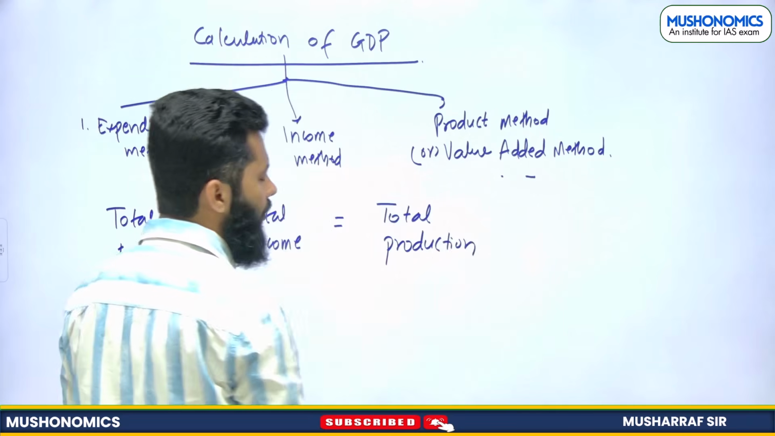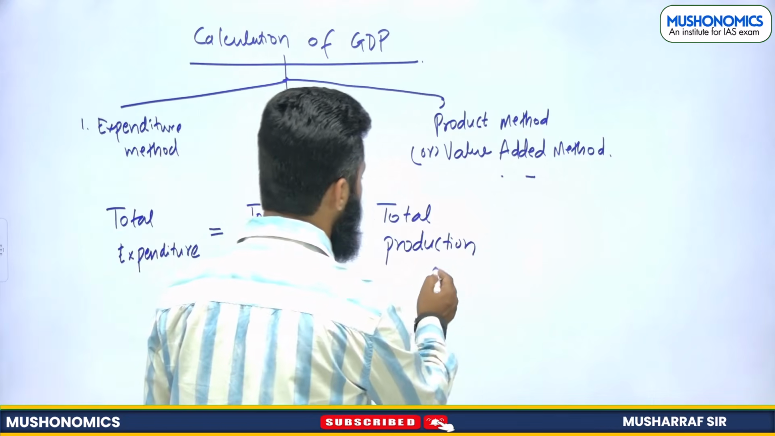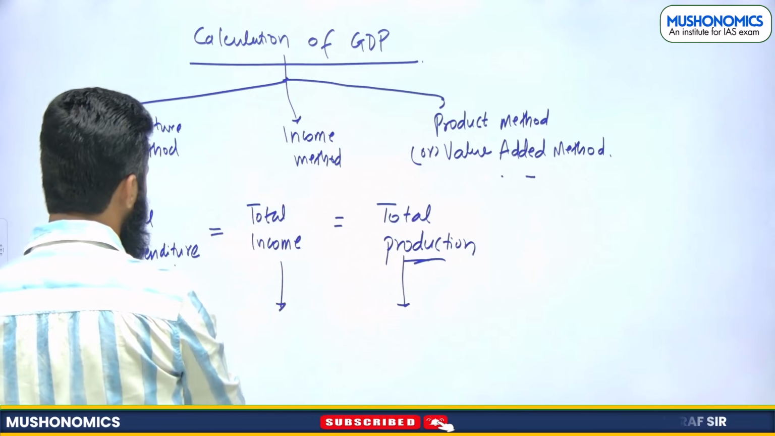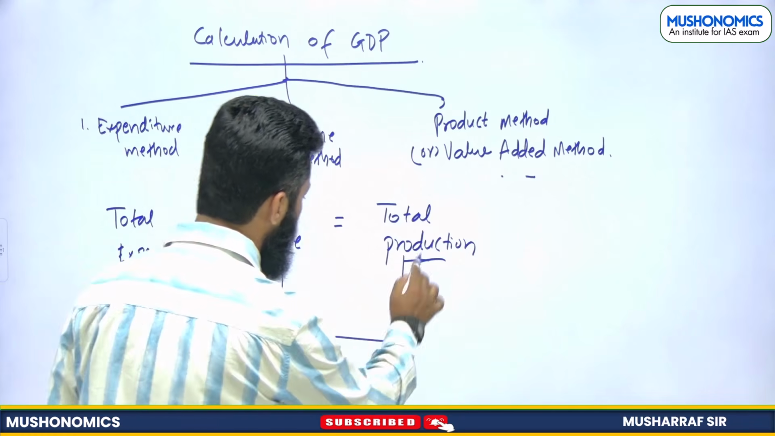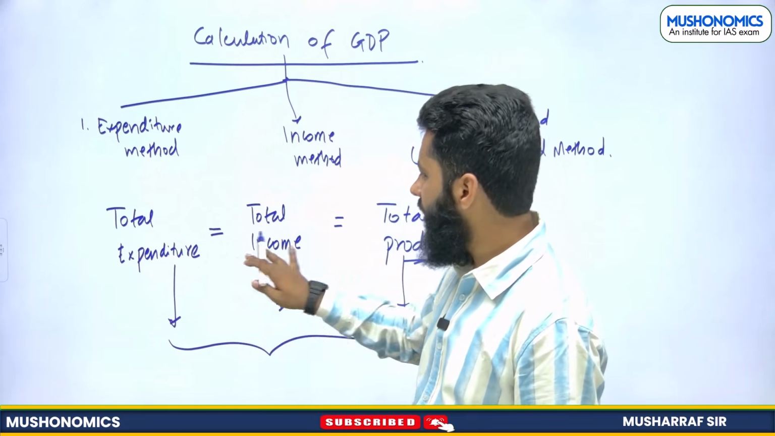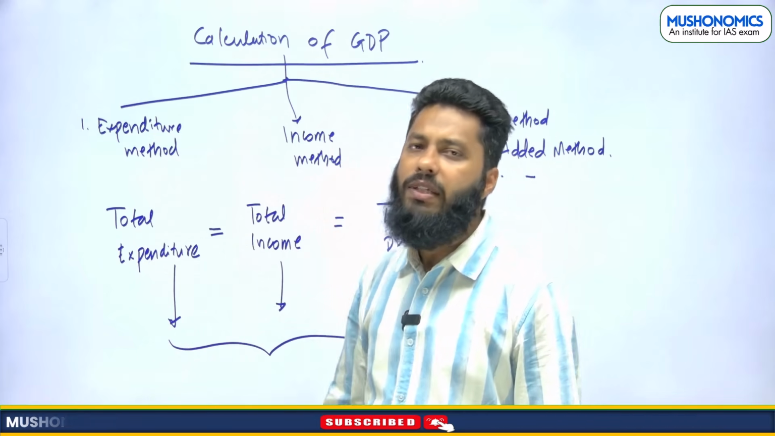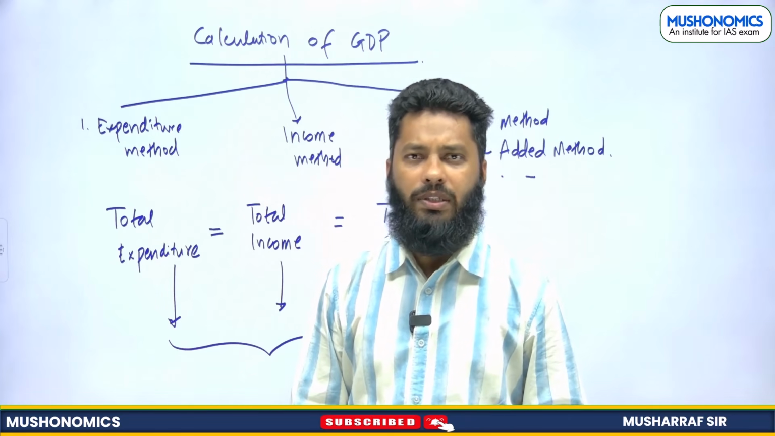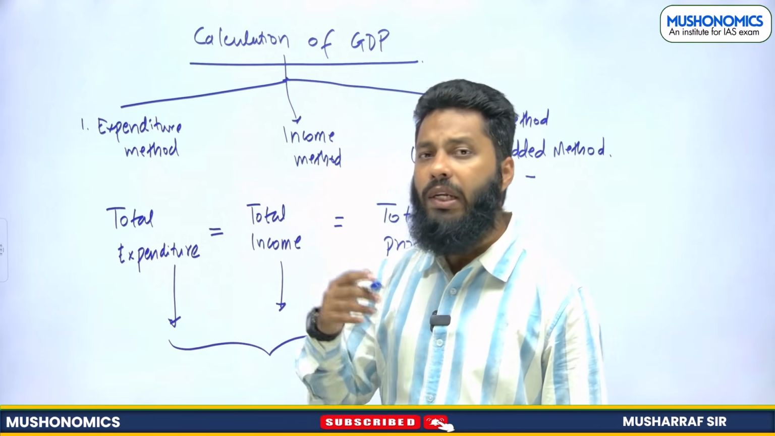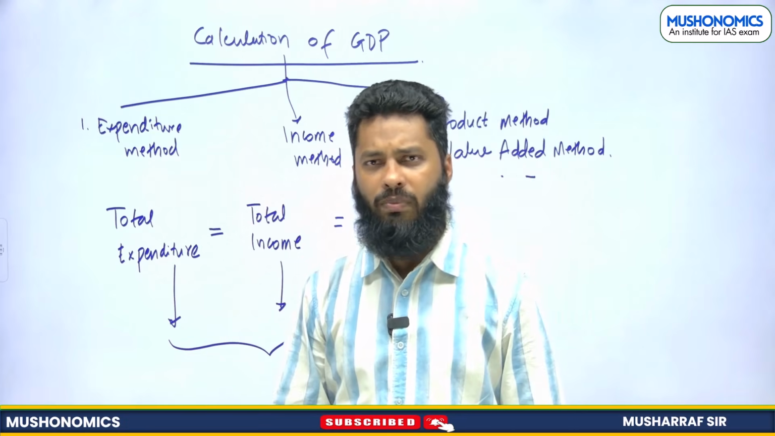In GDP, we want to understand what is the total production in an economy, as in the definition of GDP we just saw. So total production is equal to total income is equal to total expenditure. These three terms are the same, and we can equate them. So if you can measure total expenditure in an economy, that will also give you the GDP of that particular economy. If you can calculate total income in an economy, then total income will represent total production in an economy. Different variants can be there.